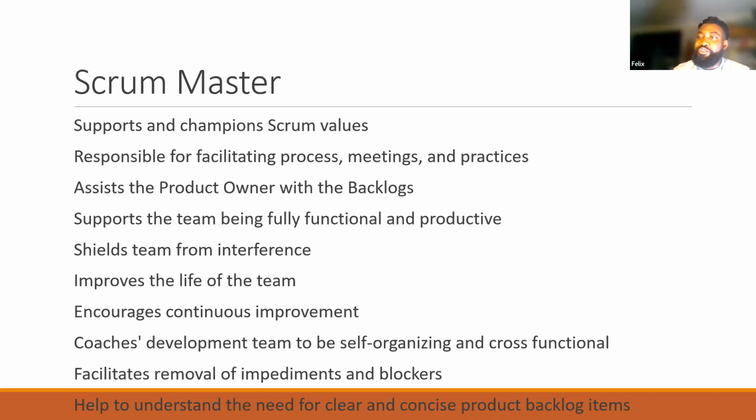Okay, so you coach the development team to be self-organizing and cross-functional, and you facilitate the removal of impediments and blockers. And you help them understand the need for clear and concise product backlog items. All right, so this is what I was able to put together about the Scrum Master.